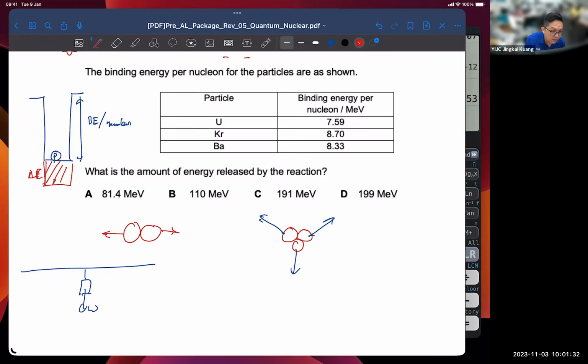It will increase the binding energy per neutron. So it means you need more energy to take out your neutrons.